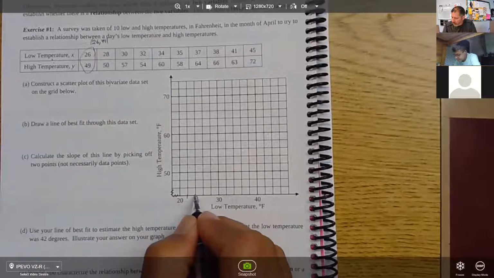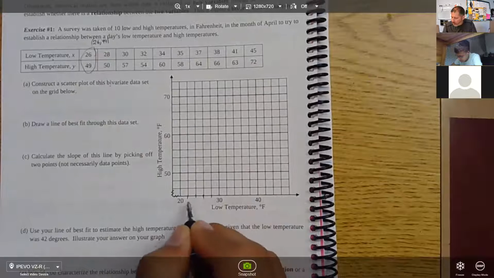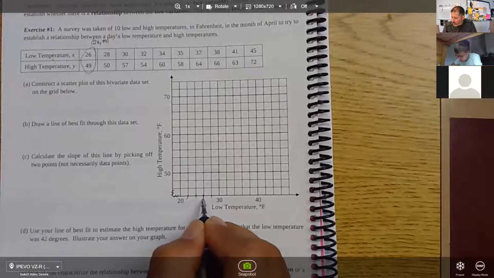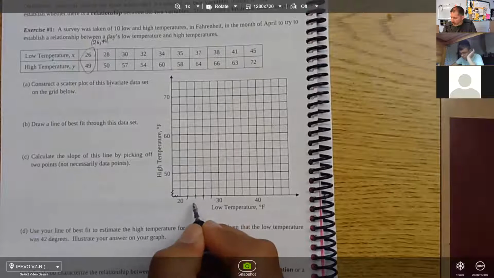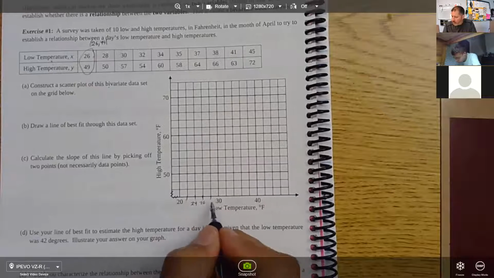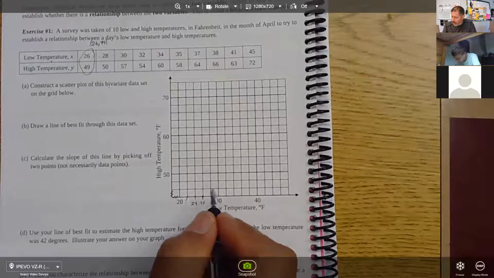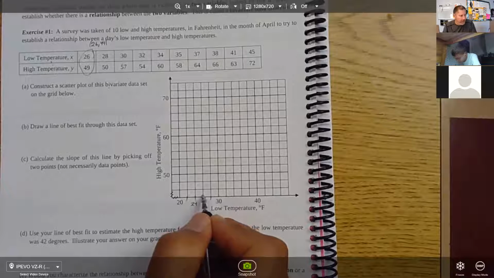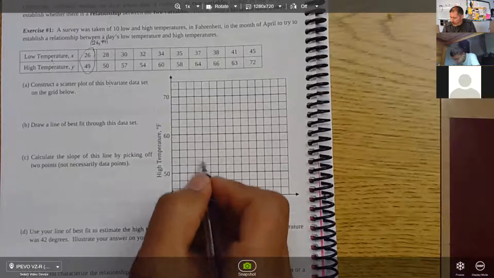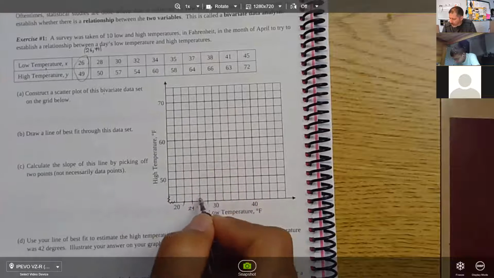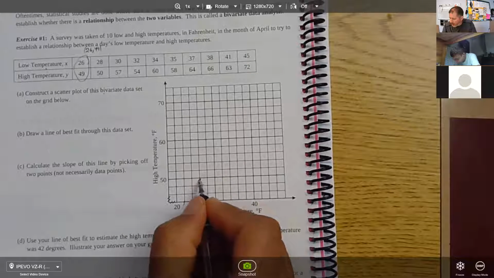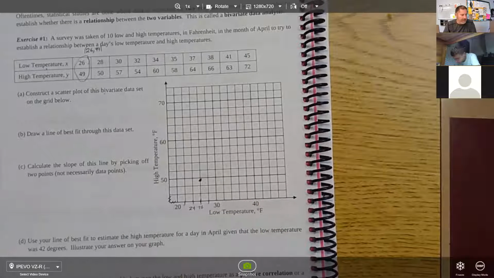Let's look how they're numbered first. Looks like it goes 22, 24, 26, 28, 30. So 24, 22, 24, 26, just to help me get it arranged the first one correct. And then I have to go all the way up to the high temperature of 49, which is really close to 50. So I'm just going to go a little bit underneath 50 and put a dot there for my first point.